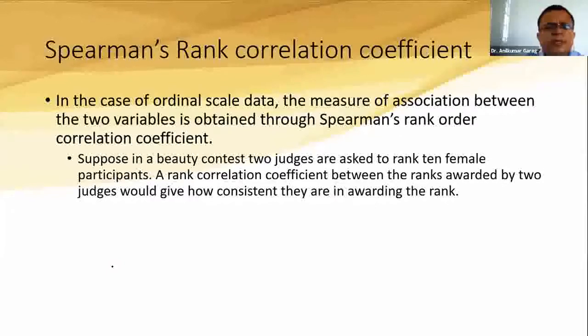A simple example which I've written is, suppose in a beauty contest or maybe a dance reality show or something, 2 judges are asked to rank 10 female participants. The rank correlation coefficient between the ranks awarded by the 2 judges will tell us whether both these judges are consistent or not. If they are consistent, then probably the rank that they have given in the beauty contest holds good. Sometimes if they are not consistent, then probably there is a chance for foul play.